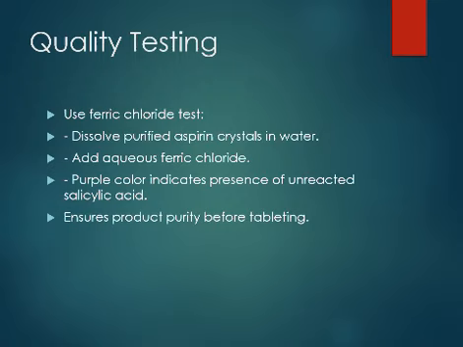For the quality testing of aspirin, use the ferric chloride test. Dissolve purified aspirin crystals in water. Add aqueous ferric chloride. The purple color indicates the presence of unreacted salicylic acid. Ensure product purity before tableting.